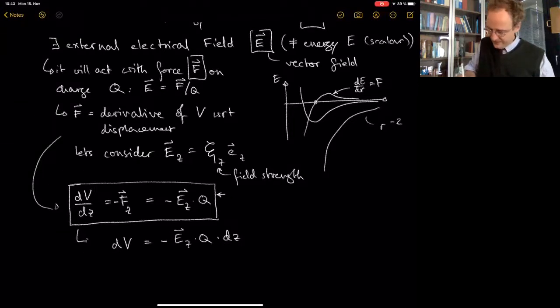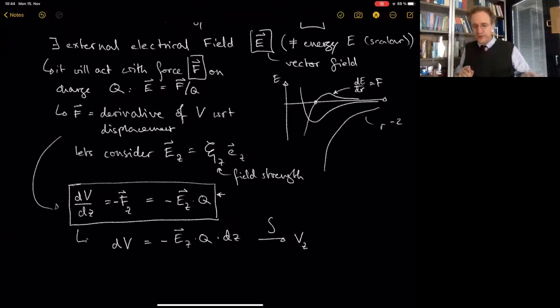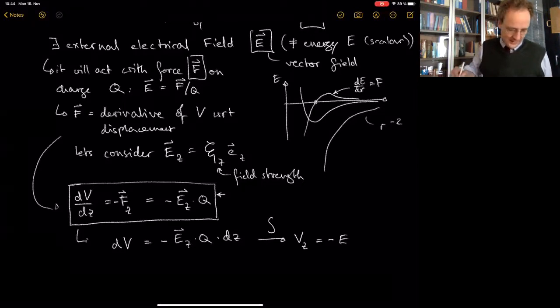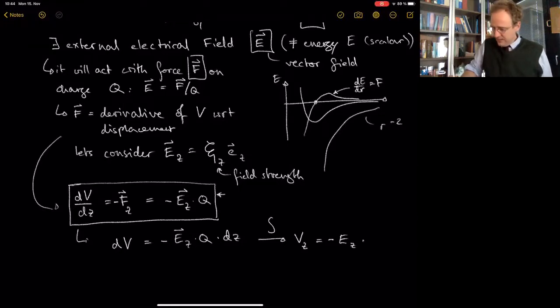Now we integrate this. On the left, we integrate dV. That gives us V, and it is the V in the Z direction, so let's denote this with a Z, from the Z component. This thing must equal minus E, and actually, I'm sorry, I'm a bit sloppy here. The E_Z is just this field strength, so I'll skip the vector on the E. So we call this E_Z times Z times Q.